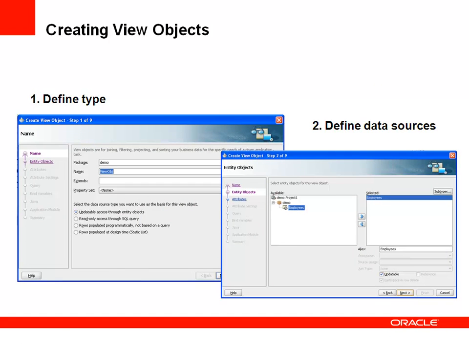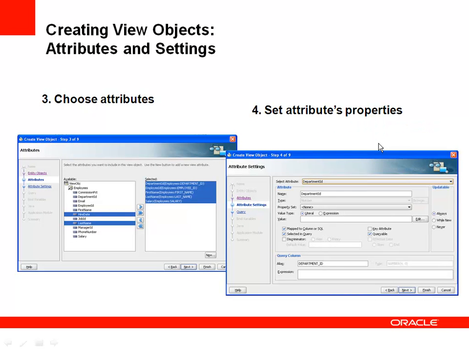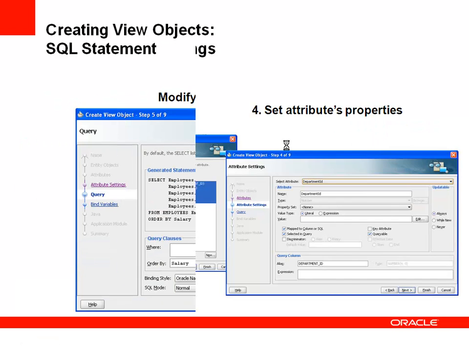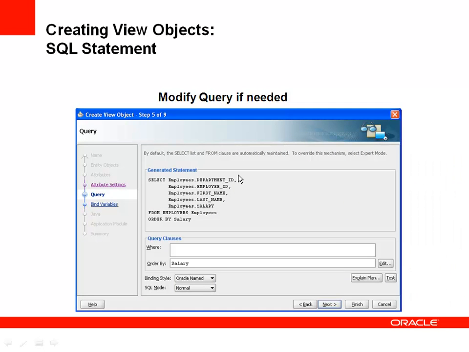Next, let's turn and learn how to create view objects. We already created some base view objects by running through the wizard that we saw before. Now let's create some other view objects. The steps for creating a view object are to define the type of view object, define the data source for the view object, choose the specific attributes, set properties for those attributes, and potentially modify the query if needed.